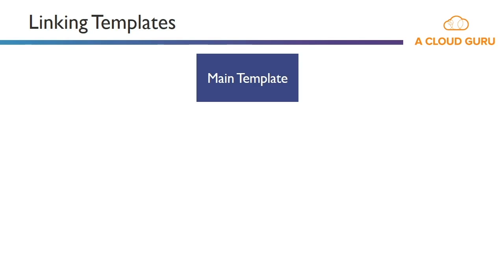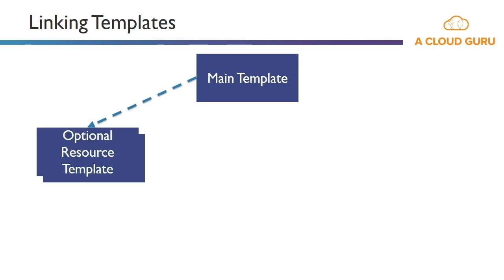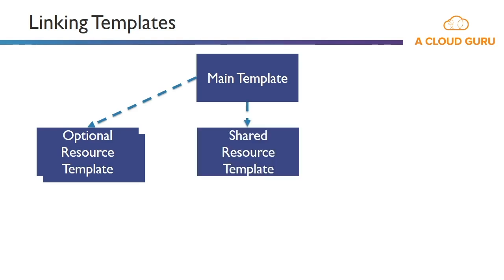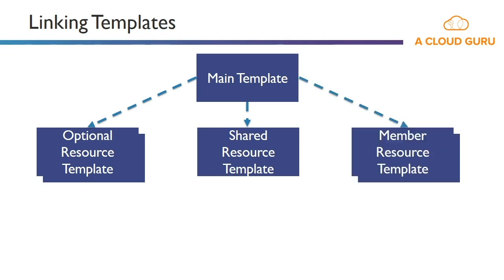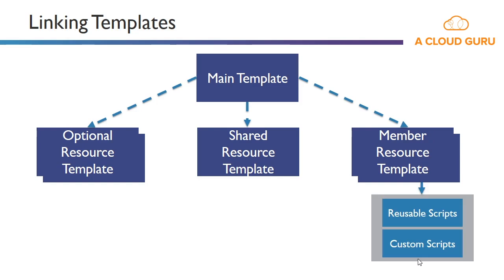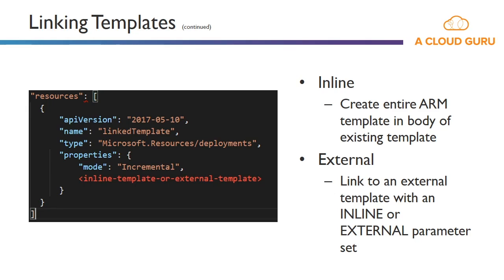So you might start out with your main template and then have an optional resource template for, say, virtual machines that you want to add. Then you might have a shared resource template for things like maybe your network or storage you want to share amongst other templates. And perhaps you have member resource templates that you want to consume. These might contain reusable scripts or custom scripts in them. But how do we actually go about achieving this?